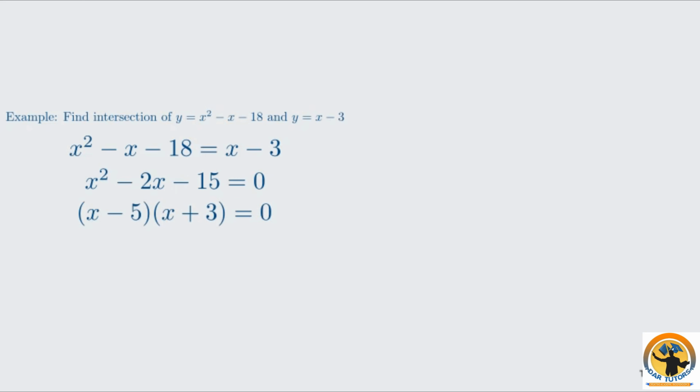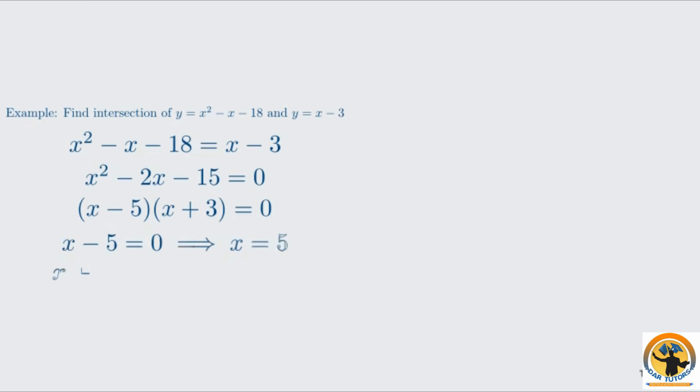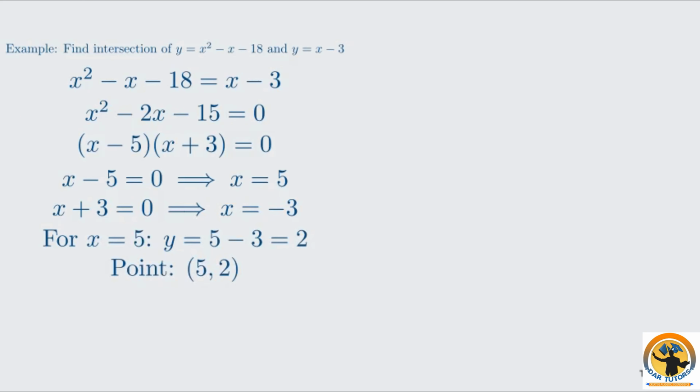This gives us two possible solutions for x. Either x minus 5 is 0, which means x equals 5, or x plus 3 is 0, which means x equals negative 3. These are the x-coordinates of our intersection points. To find the full coordinates, we substitute these x values back into one of the original equations. The linear equation is usually simpler, using y equals x minus 3.